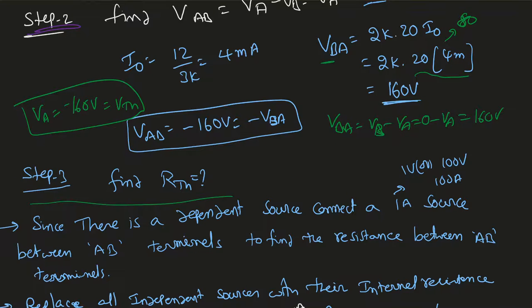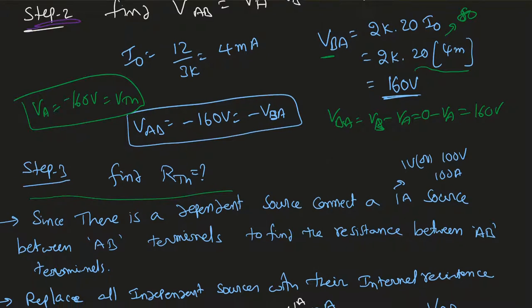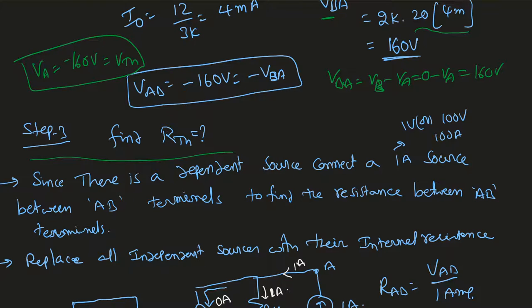Now step 3, I'm going to find Rthevenin. Rthevenin is nothing but the resistance between the AB terminals. As I mentioned, we always replace all independent sources with their internal resistance. If it is a voltage source, replace it with a short circuit. If it is a current source, replace it with an open circuit. And if there is a dependent source, we apply a 1 ampere source. It could be 1 volt or 100 volts or 100 ampere, any number you can take, but I always prefer to take a 1 ampere source because it makes my calculations a little easier.